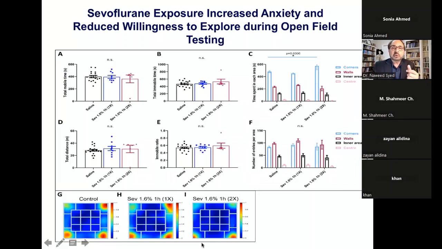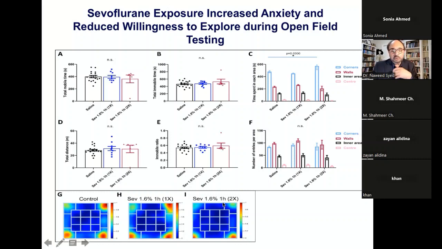We found that the sevoflurane exposure really increased the anxiety, and it reduced animals' willingness to explore in an open field environment. The data is actually published, and you can go and search, but I will give you just a take-home message in the interest of time. If you look at the control animals, they will go to all 4 quadrants. They explore their environment, and they spend considerable time in all of them. If you expose them to 1.6% sevoflurane for 1 hour, one-time exposure, we find that they're still okay and they still continue to be able to explore all quadrants.